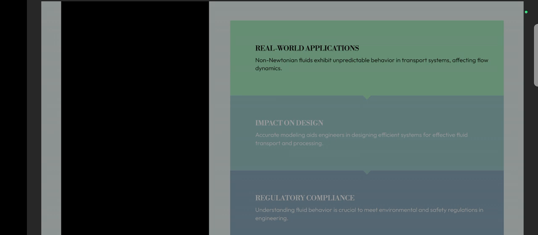The use of fractional models directly impacts the design and optimization of manufacturing processes where non-Newtonian fluids are used, such as in extrusion, injection molding, coating, and 3D printing, etc.